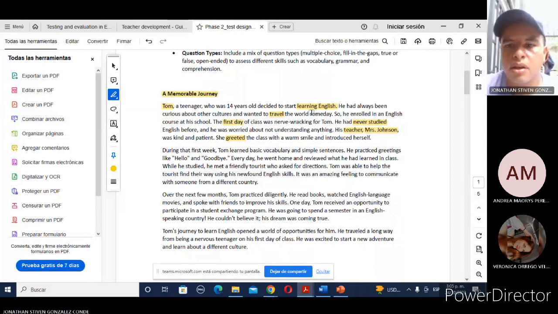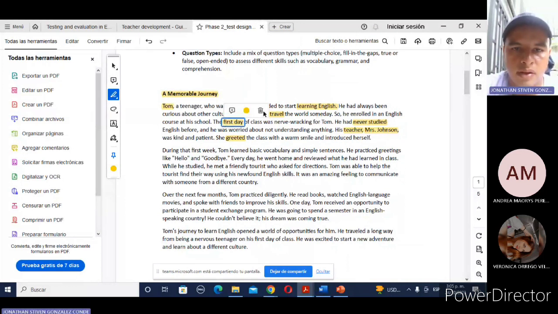Travel. Okay, what is the next one? So he enrolled in an English course the first day. That is not a keyword. Was nerve-wracking. Teacher, is it possible to take the English course? Okay, English course.